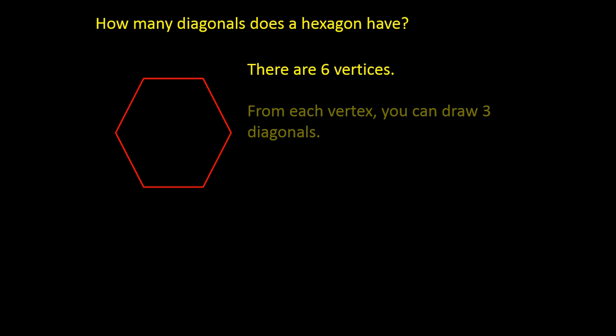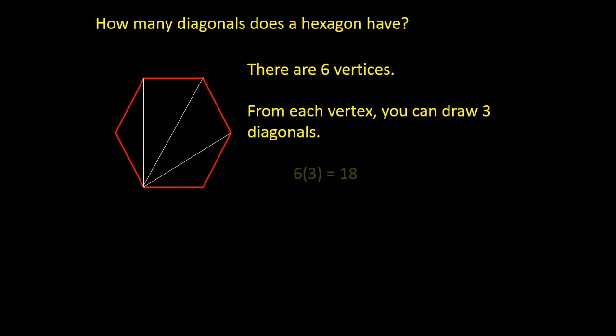There are 6 vertices, and from each vertex we could draw 3 diagonals, because we can't draw a diagonal to the same vertex, and we can't draw a diagonal to the vertices on either side of that vertex. And we could repeat that for each of the 6 vertices. So you might think that we have 6 vertices, we can draw 3 diagonals from each vertex, so that should be 18 diagonals. The problem with that is we're actually double counting. We're counting every diagonal twice.